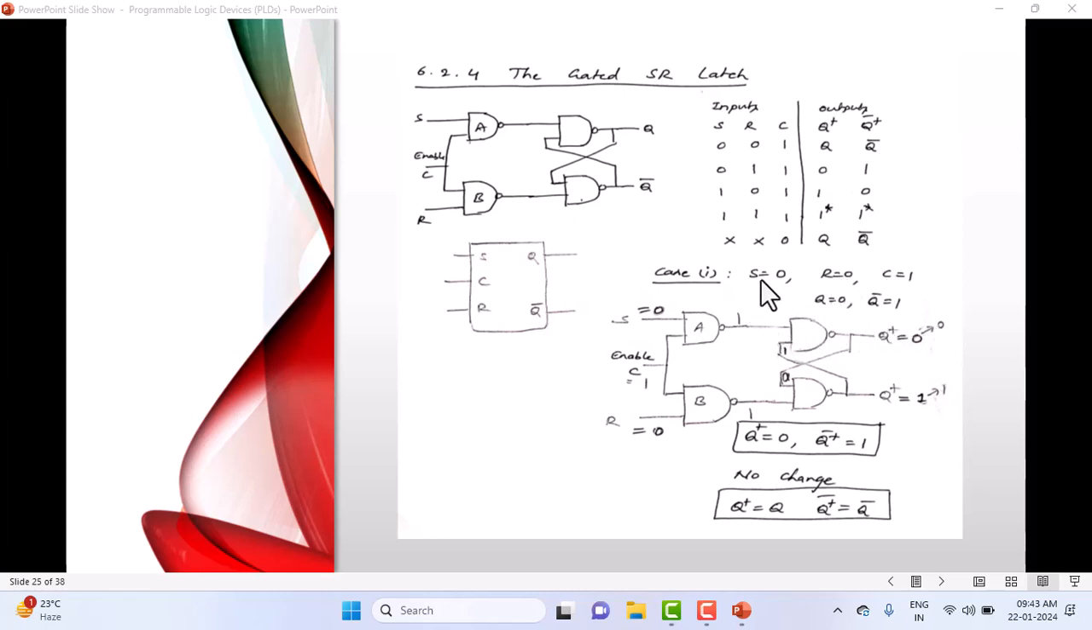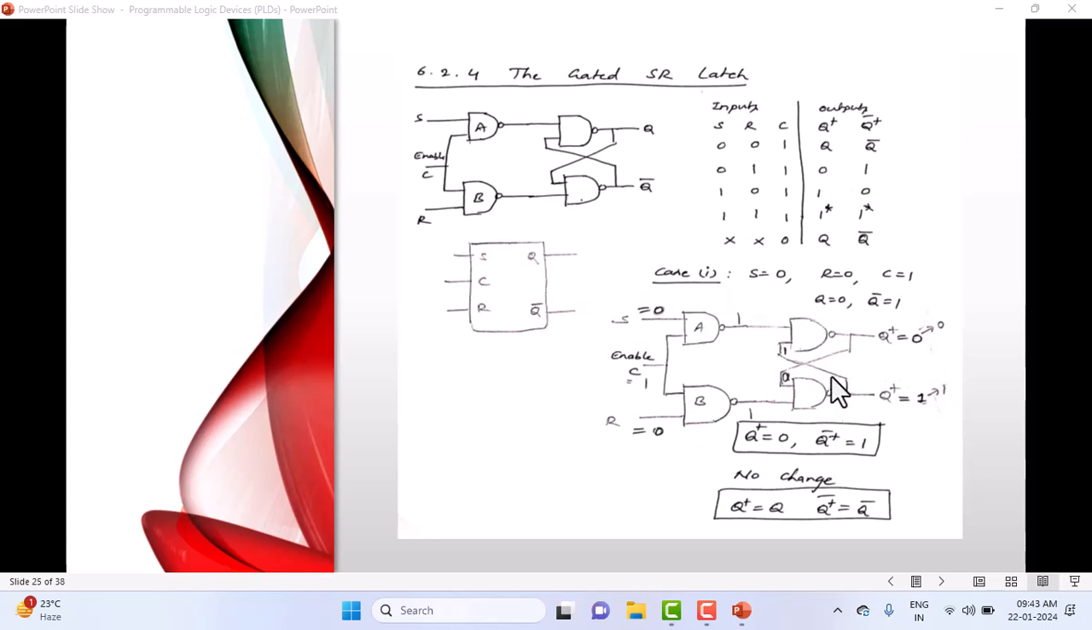You can see here we have taken S = 0, R = 0, C = 1. We assumed enable as 1 here. See what is going to happen in this gated SR latch, which we have shown here step by step. We have discussed this in the last class. I don't want to go into more details.